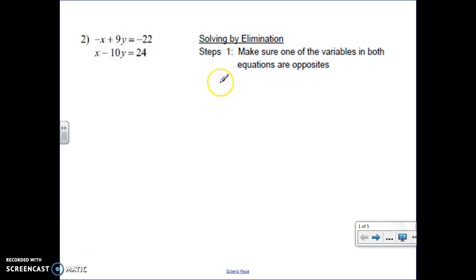And usually the goal when I solve by elimination is I'm looking for coefficients or variables that are opposite each other. So if I look right here, that's a negative x. That's a positive x. So when I look at these two, these are opposite each other. Okay, that's a -1, and that's a +1. So I can eliminate them because they're opposites of each other.